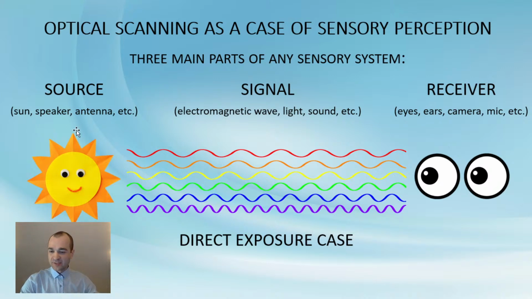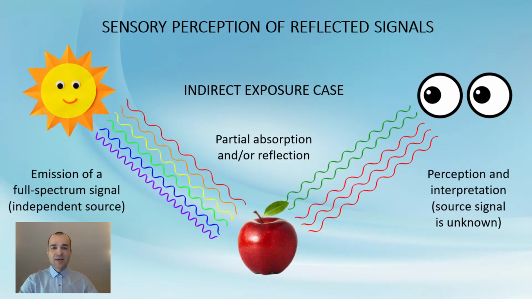So it really doesn't matter what kind of signal we're using. What we see in here is the so-called direct exposure case, when the signal goes straight from the source to the receiver. Although this is very common, it's not really something that we're going to be interested in, and we're much more interested in the so-called indirect exposure case. What happens here is that the signal from the source, in this case light, goes to the object that we want to inspect or analyze, and this object reflects part of this signal to the receiver, which we then perceive as a signal, and create a mental image of this object.